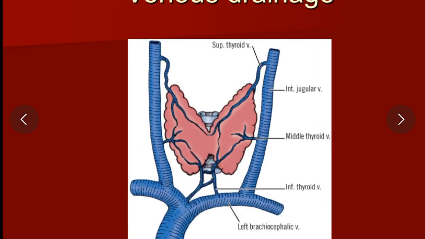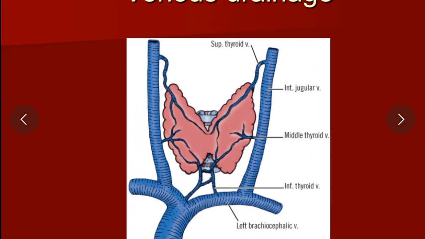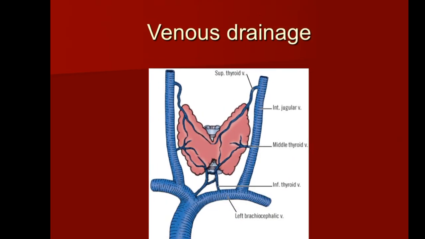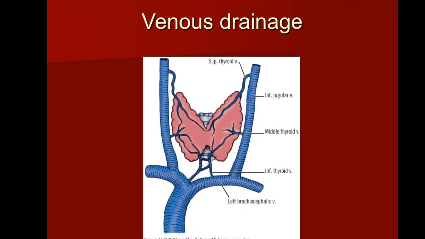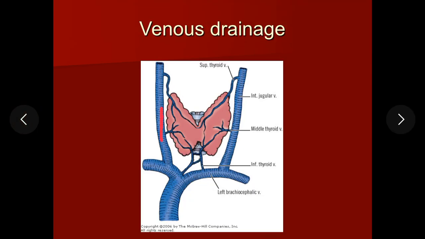So this superior thyroid vein and middle thyroid vein will be draining into the internal jugular vein. You are seeing the internal jugular vein on both sides. Are you appreciating that in the figure? This is the internal jugular vein on either side. This is the superior thyroid vein. This is the middle thyroid vein. On both sides you see they are draining into the internal jugular vein, and this inferior thyroid vein is draining into the brachiocephalic vein.